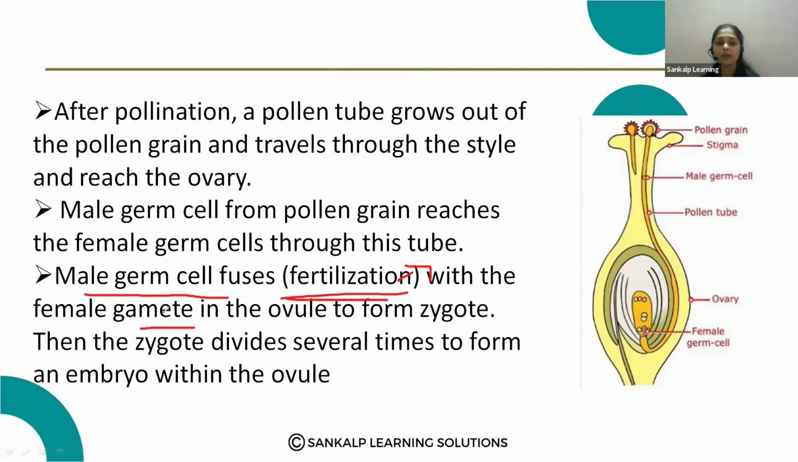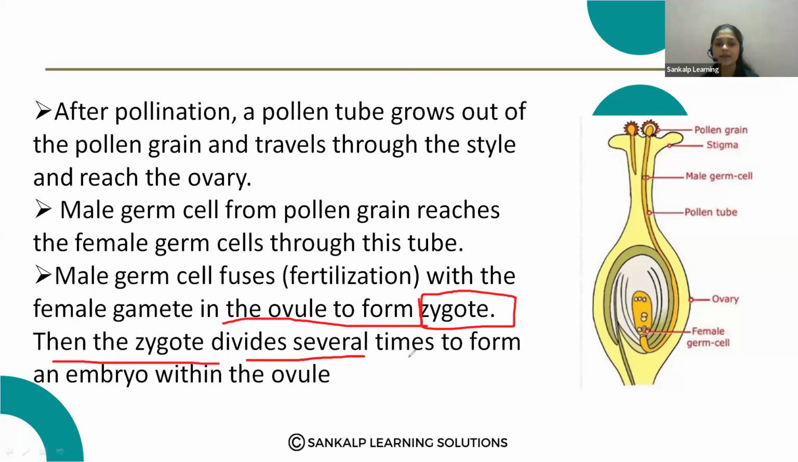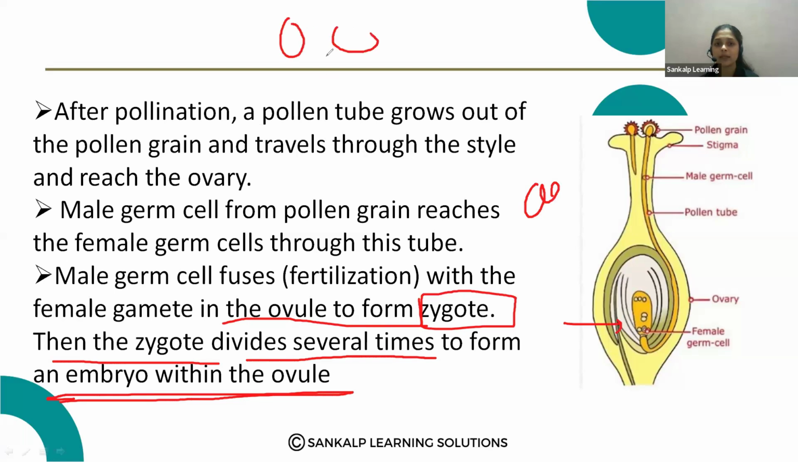When the male and female gametes fuse, they form the zygote. Okay, so this is the zygote. And this zygote divides several times to form the embryo within the ovule. The male gamete and female gamete fused and formed the zygote, right? Zygote formation is done. And this zygote will divide many times within the ovule, that forms the embryo. Zygote forms the embryo.